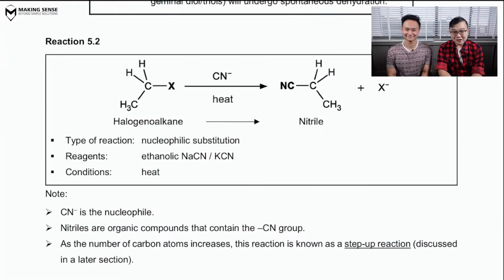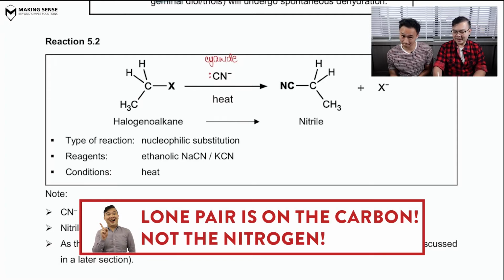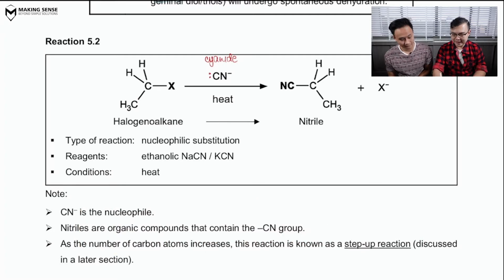Okay. Now, reaction 5.2 is another nucleophilic sub-reaction, but in this case, my nucleophile is going to be known as this CN minus. What is this CN minus called, Mr. Leong? Cyanide, right? Cyanide is poisonous, right? Oh, it is. Yes. So in this case, we are going to see that the lone pair is now going to be occurring on the C, and it's going to perform a nucleophilic attack because this X is electronegative, causing the C to be electron deficient. So the attack is going to be on the carbon, causing the CX bond to break.